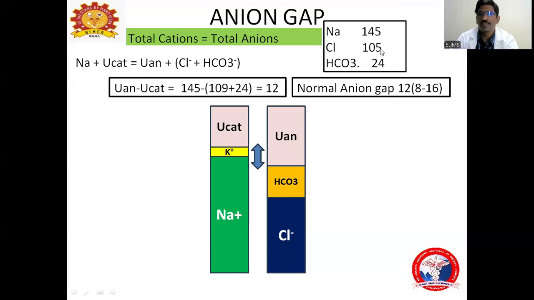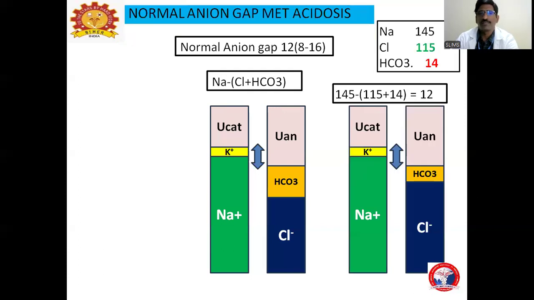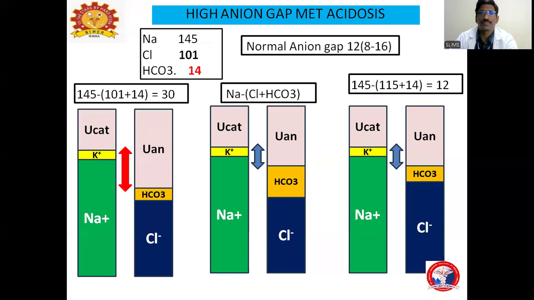So the normal anion gap, look at here: 145, 105, 24. So 145 minus, you add these together, then you get 12. So the normal anion gap is 12. You can take the range as 8 to 16. Now look at here, there is a difference. Bicarbonate has fallen, but proportionately chloride has increased. So the difference is still 12. It is maintained. So this is called metabolic acidosis with normal anion gap.